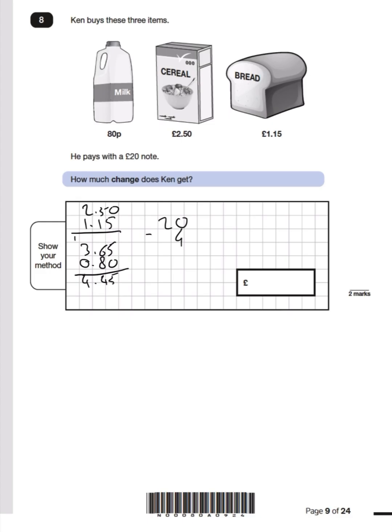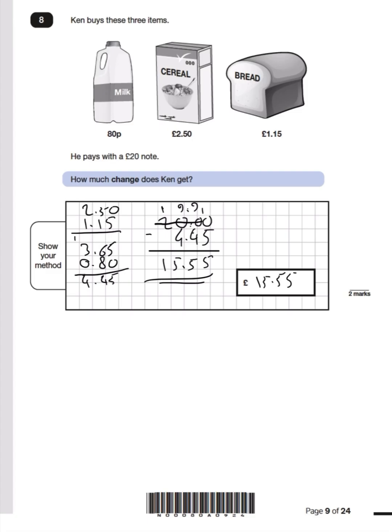£20 minus £4.45. So that's 0.00. We can't do 0 minus 5. We'll do 10 minus 5, which is 5, by making the 200 a 199. 9 minus 4 is 5. 9 minus 4, 5 again. And that's 1, so that's £15.55.